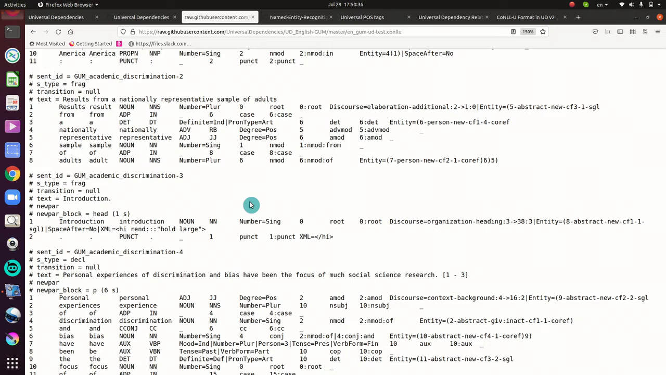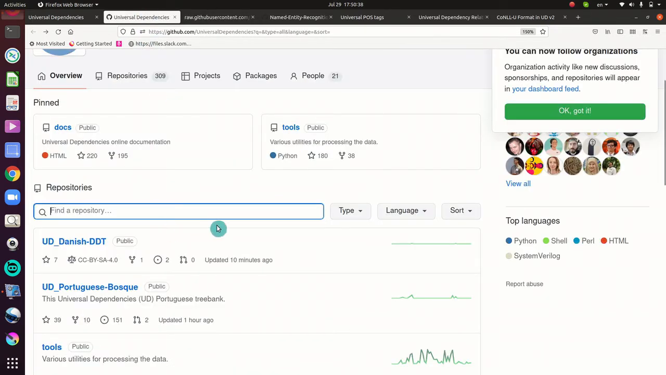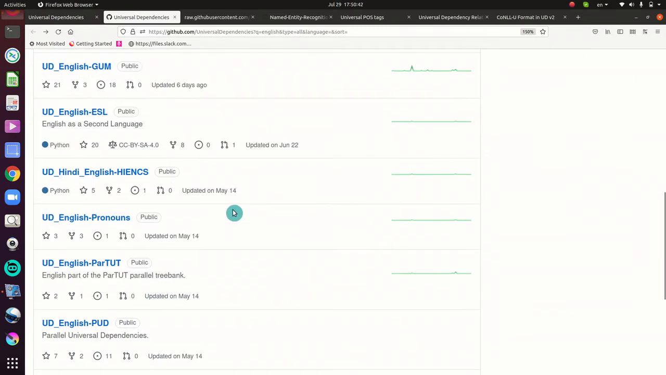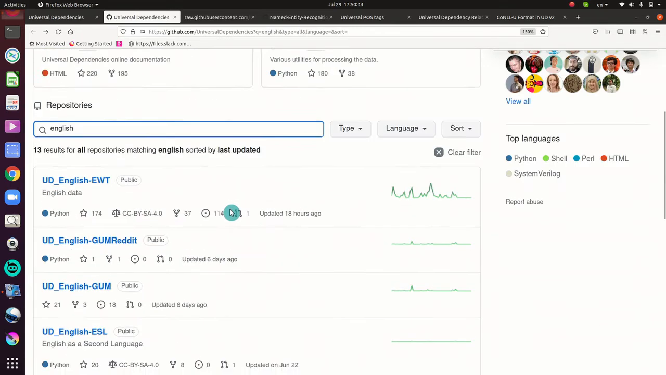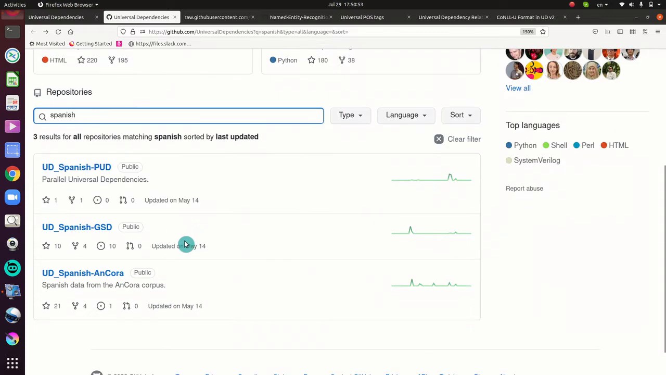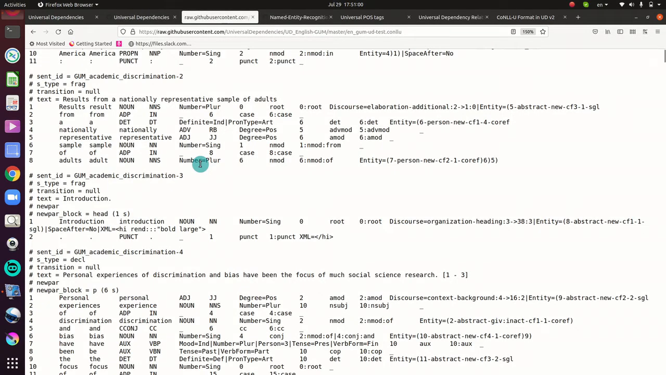English has quite a good number of treebanks. Here they are. Here they are again. How about other languages? Of course, every language has a number of treebanks. Let's look for Spanish maybe. Here they are.